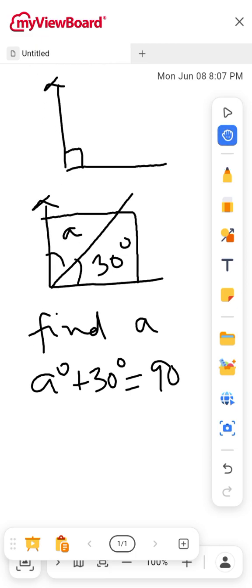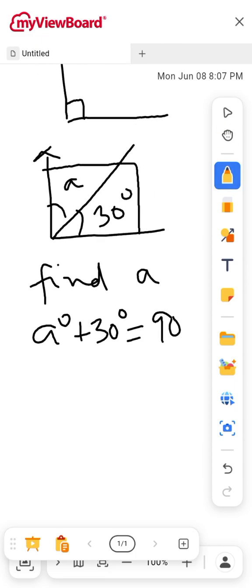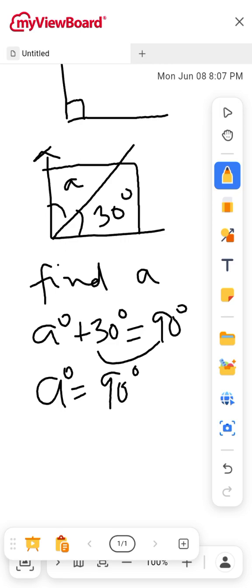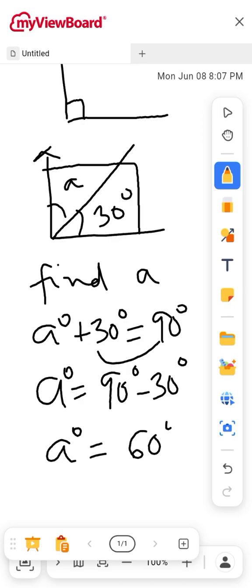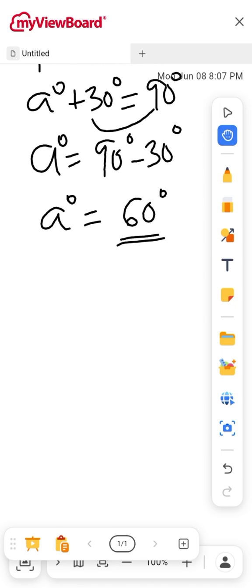So this has brought you to a straight line equation, and you can collect your like terms. You can bring your 30 here so that we have A equals 90 degrees minus 30 degrees, that will give us 60 degrees. So when you're asked to find A, that's the solution. There can also be other ways the questions can be asked.